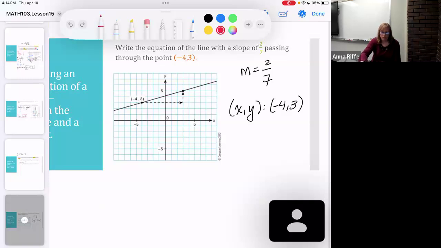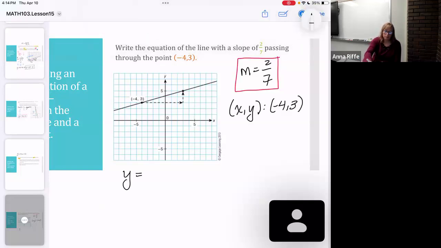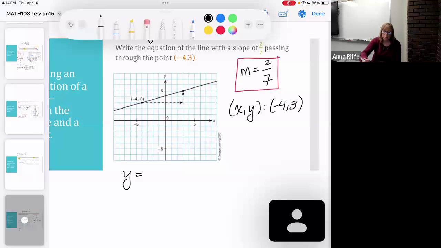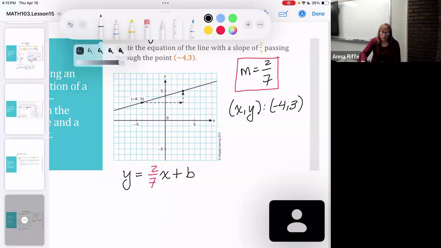First of all, I know half of my equation. I know that if I have my equation y equals mx plus b, that is the big picture equation we're going to use. I know m. So let's go ahead and substitute that. y is equal to 2/7 x plus b. Great, we got that far. That part's not hard. The more difficult part will be finding b.